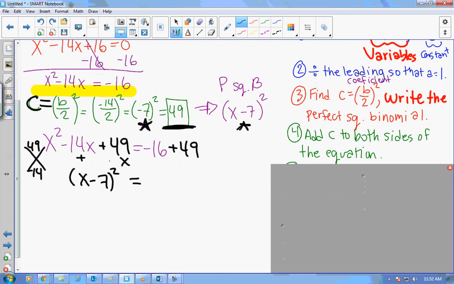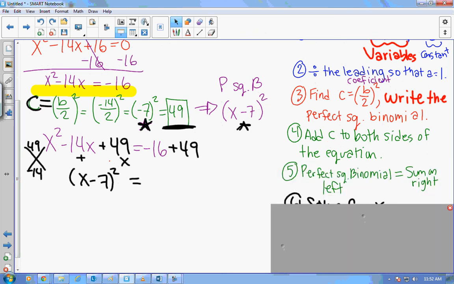So, the next step, which we've already done, on the left, you're going to write your perfect square binomial. On the right, we're going to sum. Sum the right. What does sum mean? Add. Yep, it's the answer to an addition problem. So on the left, step 5, please make sure you write down, is a perfect square binomial on the left-hand side. On the right-hand side, we're going to sum the right. That means add.